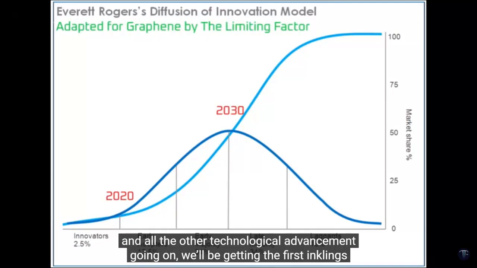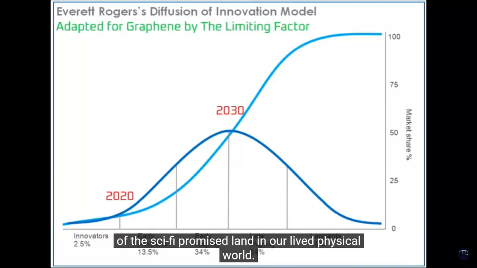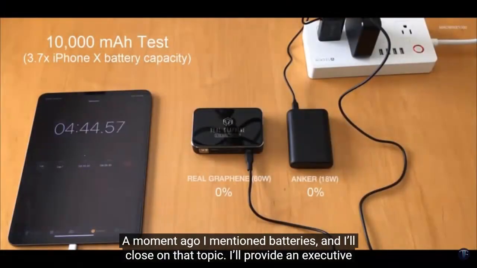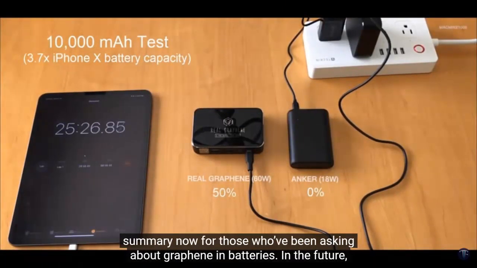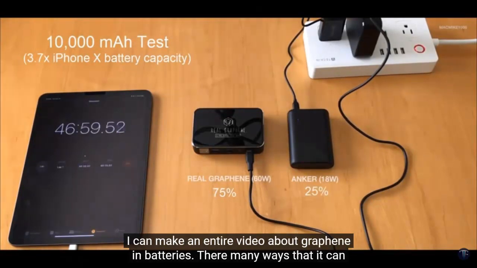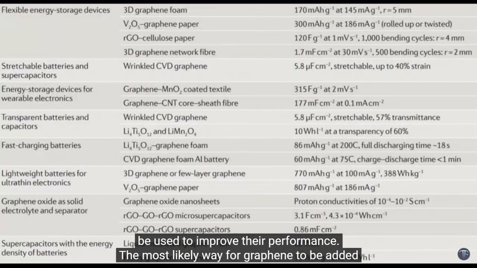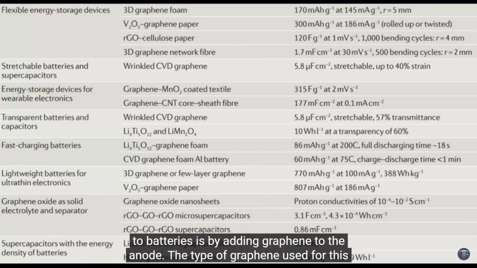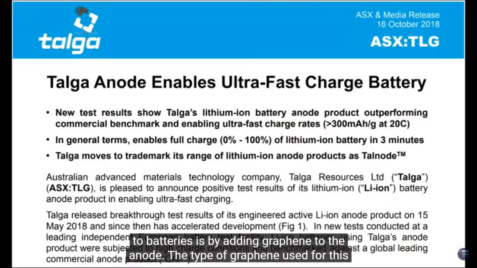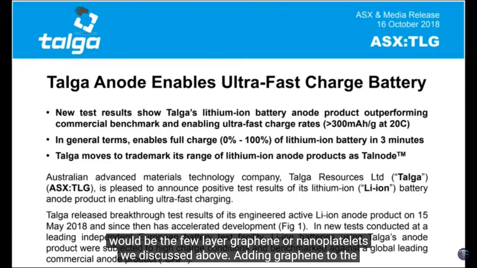A moment ago I mentioned batteries, and I'll close on that topic. I'll provide an executive summary now for those who've been asking about graphene and batteries. In the future, I can make an entire video on graphene and batteries. There's many ways that it can be used to improve their performance. The most likely way for graphene to be added to batteries is by adding graphene to the anode. The type of graphene used for this would be the few-layer graphene or nanoplatelets we discussed above. Adding graphene to the anode improves charge rates and cycle life but doesn't improve energy density.